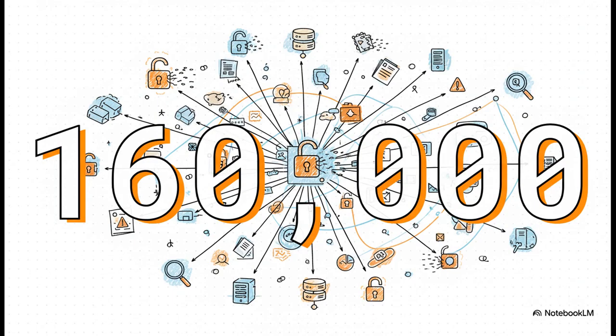Now, let's talk about a totally different problem: scale. In one real-world data breach, investigators were dealing with a corporate network of over 160,000 different systems.